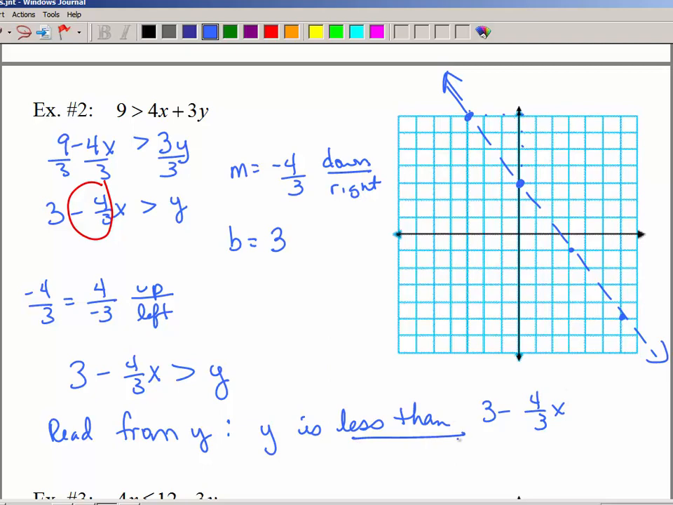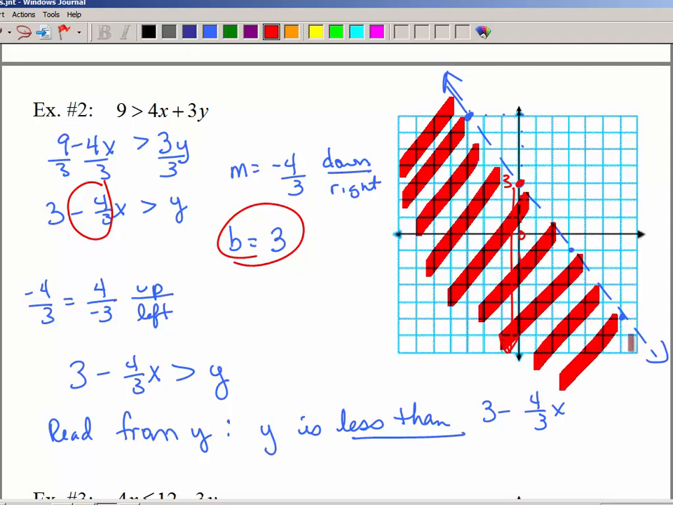Y is less than. So we're going to go to our b, and less than 3 is 2, 1, 0, all on this side of the line, and that's where we're going to shade. So the tricky part, again, is reading it from y. Be very careful. Now you can avoid that if you want to put your y on the left-hand side, and that would take care of that problem if you just like to read left to right.